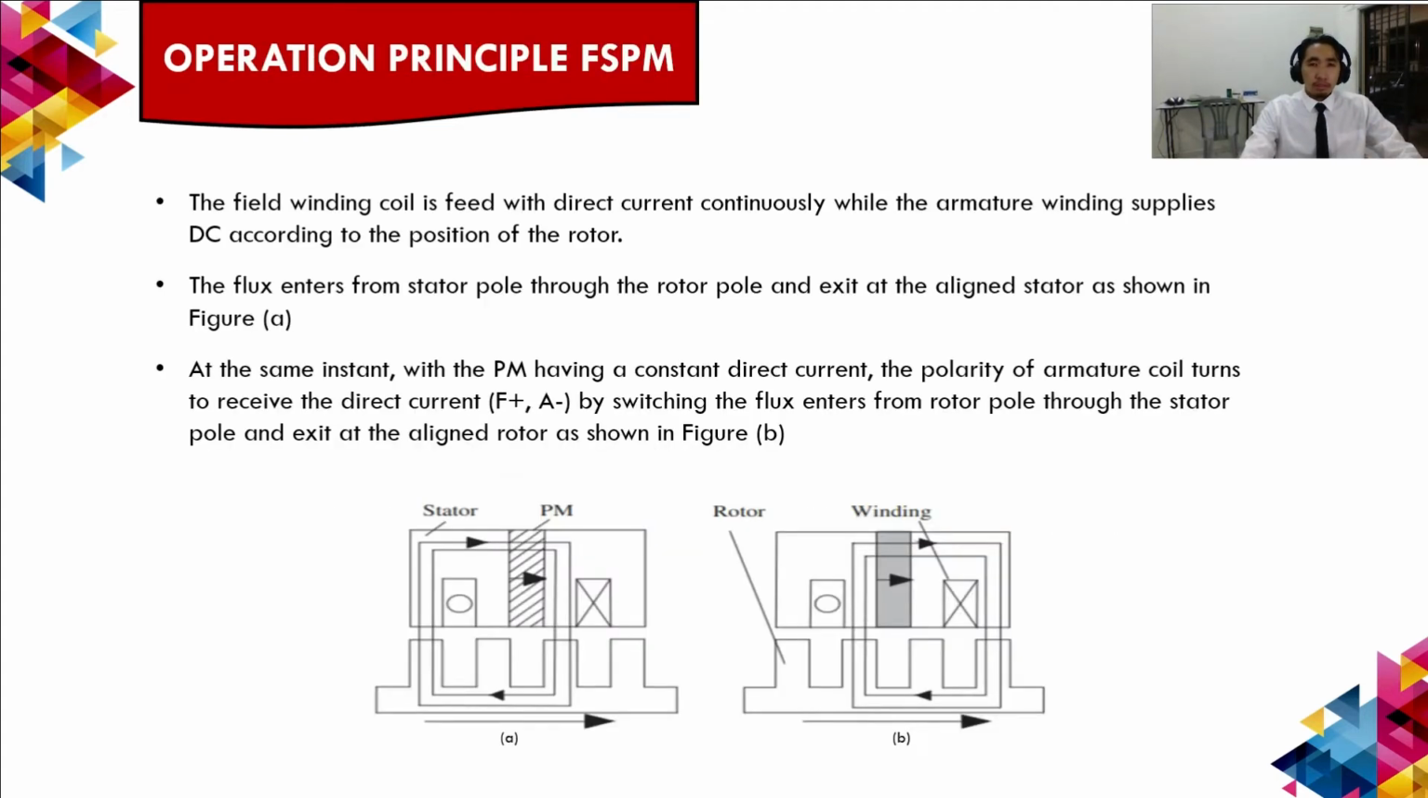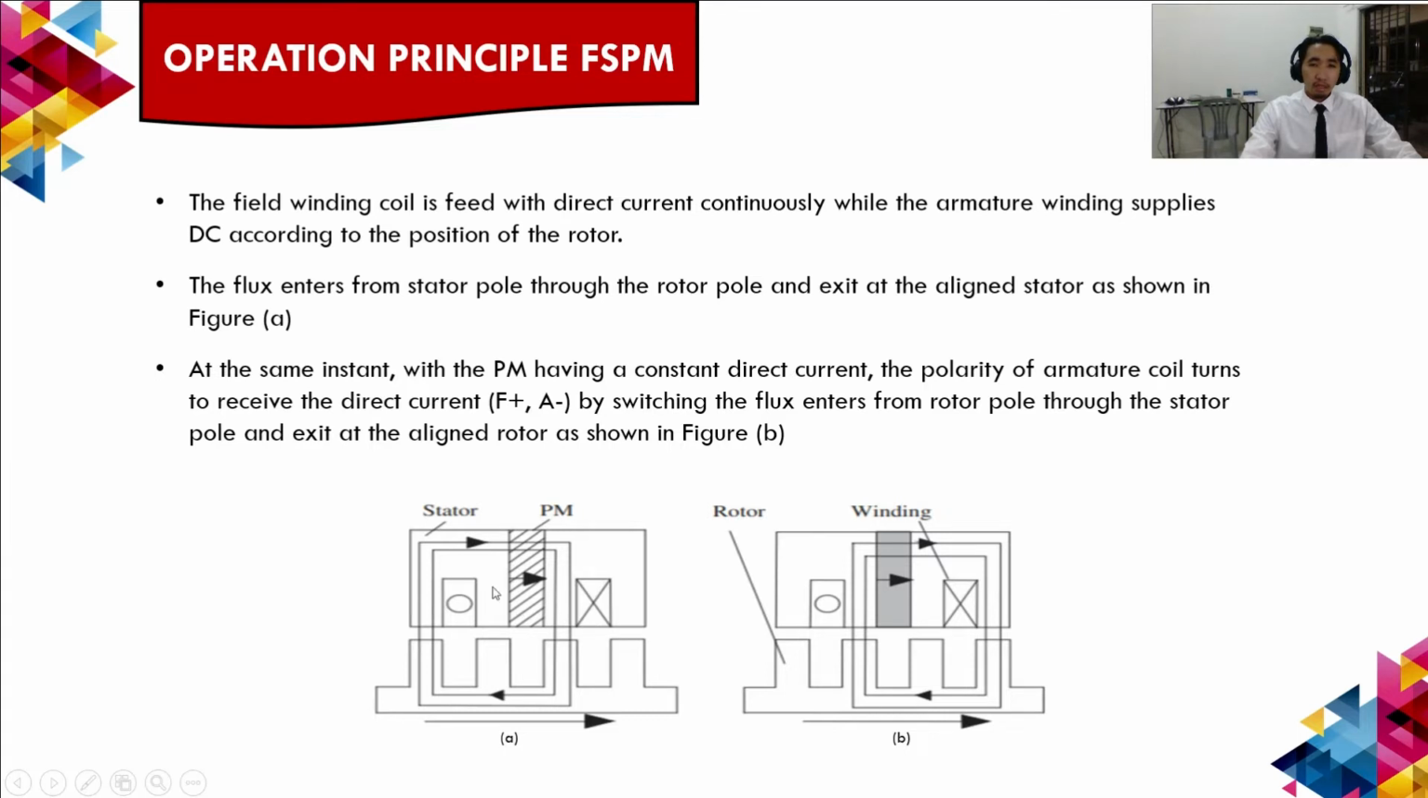The operation principle of FSPM. I will explain the basic operation. The field winding coil is fed with continuous direct current while the armature winding is supplied with DC according to the position of the rotor. Flux enters from the stator pole through the rotor pole and exits to the aligned stator, as shown in figure A.